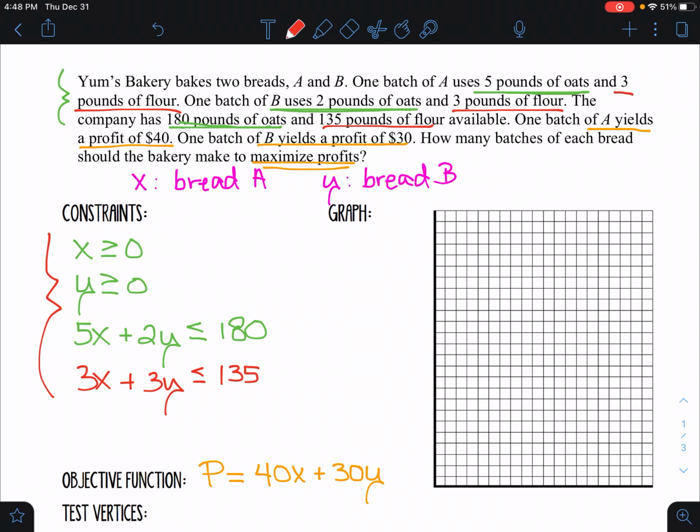Okay, so these are my constraints, and this is my objective function right here. Okay, so those are the things that I need to make sure I have before I can graph and go any further. Hopefully that makes sense. You'll get some more practice with this on your assignment.